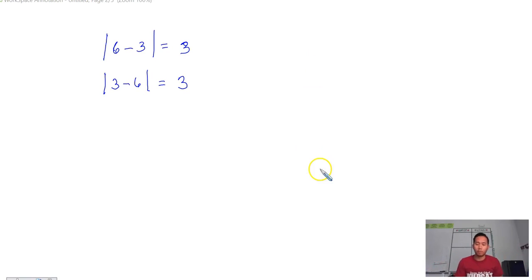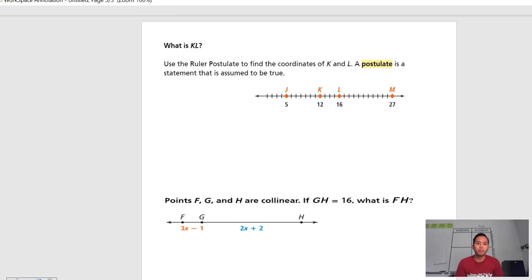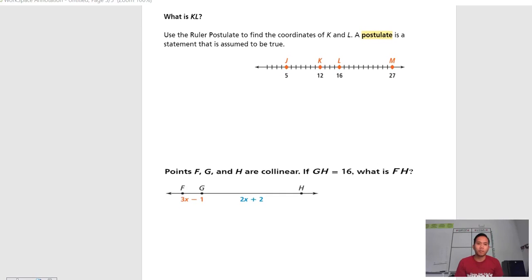Now I'm going to give you an example on how we are going to find the length of a given segment. Here's our first example. What is KL? Use the ruler postulate to find the coordinate of K and L. And when we say postulate, this is a statement that is assumed to be true. The ruler postulate says every point on a line can be paired with a unique real number. This number is called the coordinate of a point.